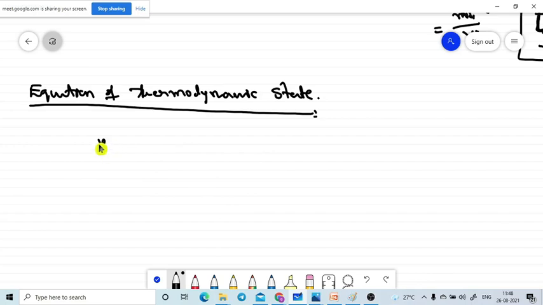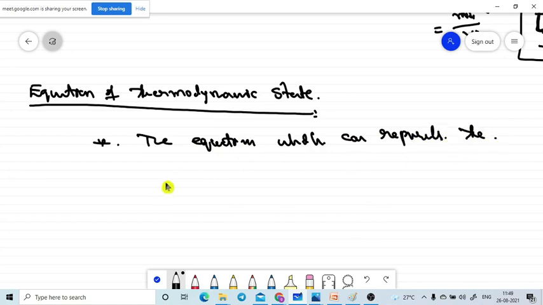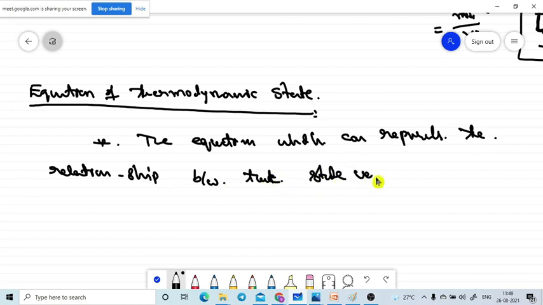So let me take the definition. It is an equation which can represent the relationship between the state variables of a thermodynamic system. TS means thermodynamic system. T means thermodynamic, S means system.